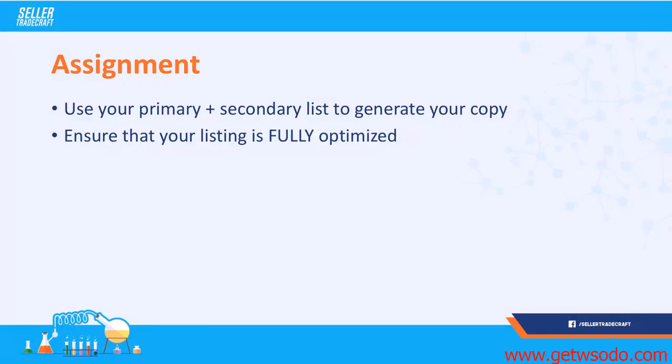Awesome, guys. Now that we've walked through everything, I'm going to go ahead and give you an assignment. This is really important. Now that you have your primary and secondary list to generate your copy and you know how to create a fully optimized listing, I want you to start creating that listing using those tools that I've showed you and optimize your listing to the fullest degree. So go ahead and get started, get that done before we hop into the next video.